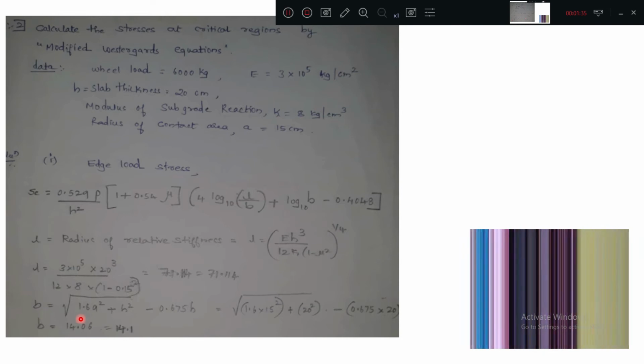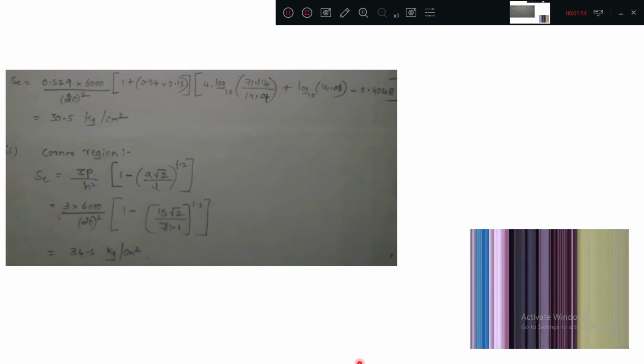Calculate the b value. The b value formula is the square root of 1.6 a square plus h square, minus 0.675 h. 1.6 a square, a is 15, plus h square, minus 0.675 h. You are getting b value 14.01. Edge stress formula, use this one. Put the values, you will get a value of 30.5 kg per centimeter square.